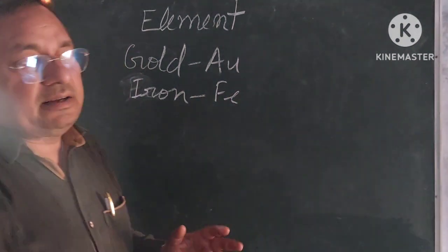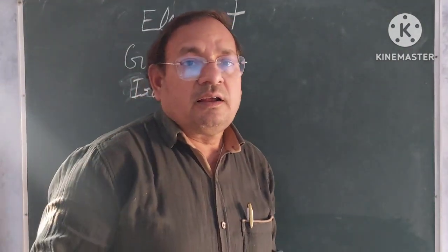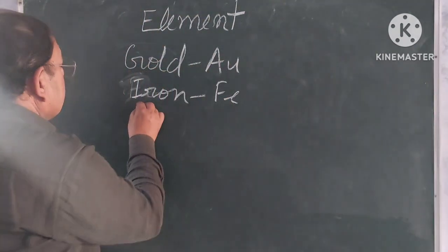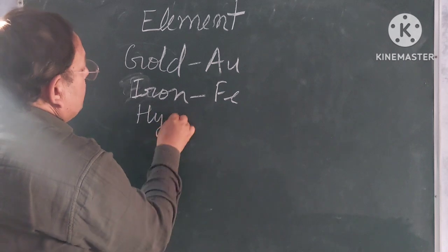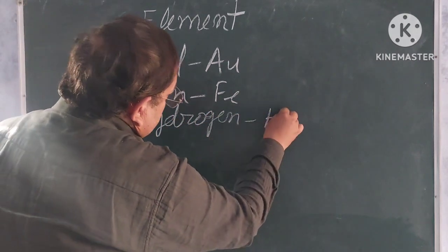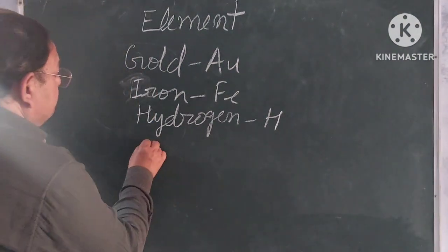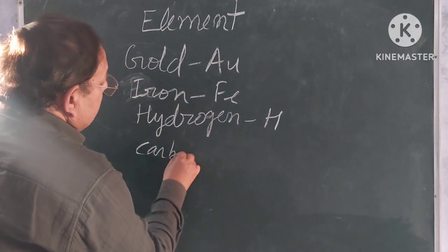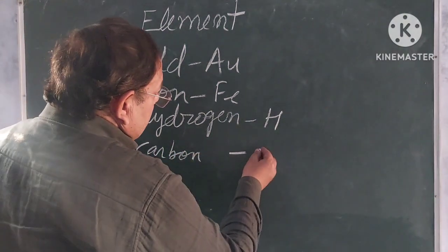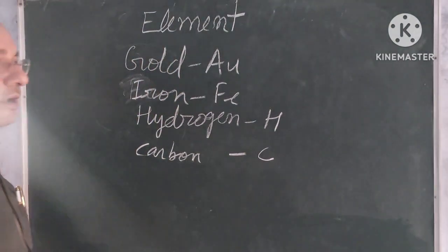Next, you can understand another element which is very familiar, hydrogen. Understand, whose symbol is H. Hydrogen. Symbol is H. Another element I name carbon. Carbon. Whose symbol is C. Carbon. Understand?